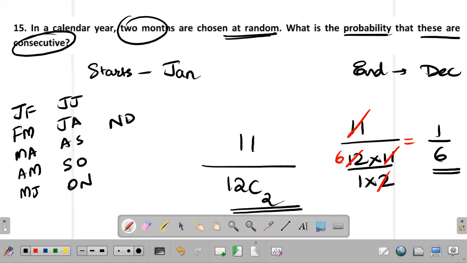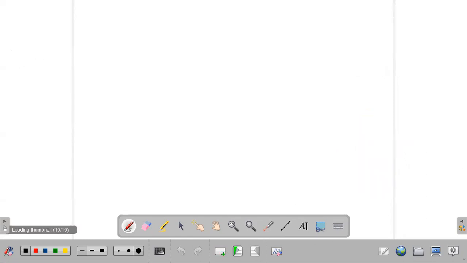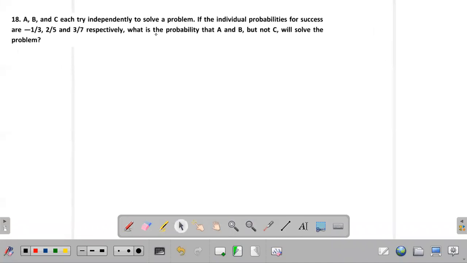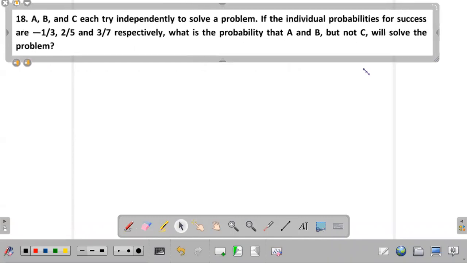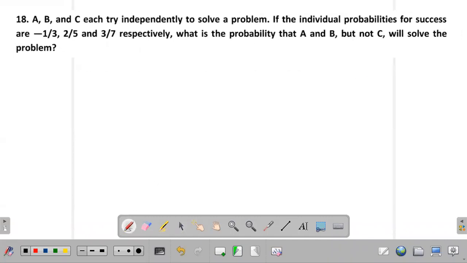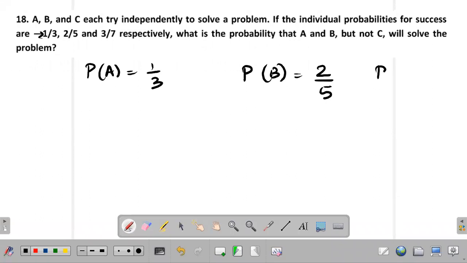Okay. Maybe one last question we will consider before we wind up this session. So look at this question. A, B, C, they are trying to solve a problem. Probability that A solves the question, it is 1 by 3. Probability that B solves the question, it is 2 by 5. Probability that C solves it, it is 3 by 7.